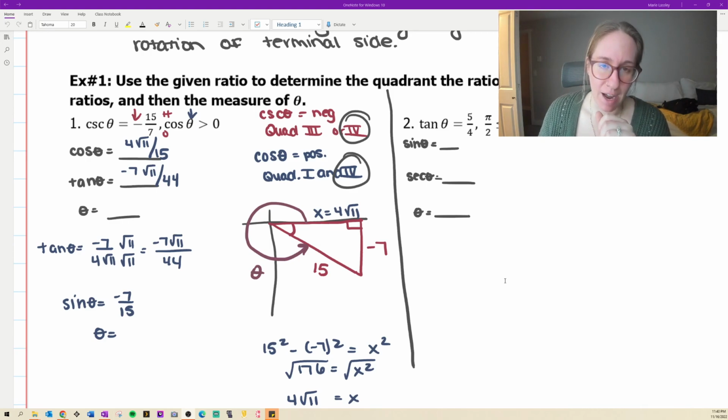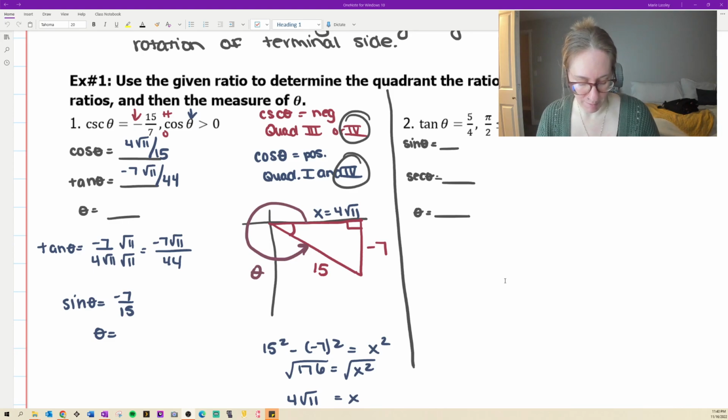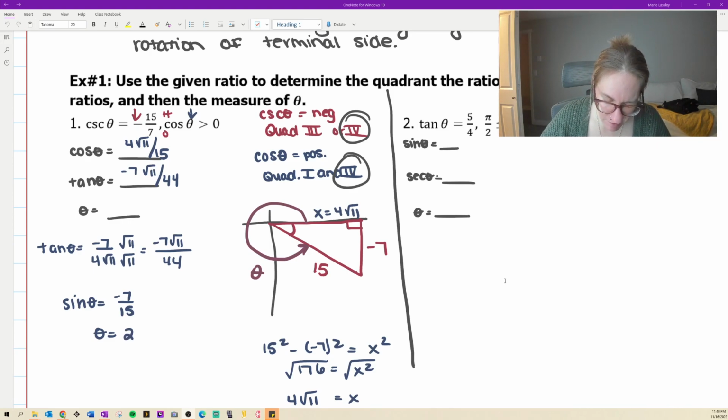which is fine. You would just change it to positive because reference angles are always positive. I'm just going to plug in a positive 7 over 15, so I don't even have to think about it. So inverse 7 over 15. And I got 27.8, so 28 degrees. So my reference angle is 28 degrees.